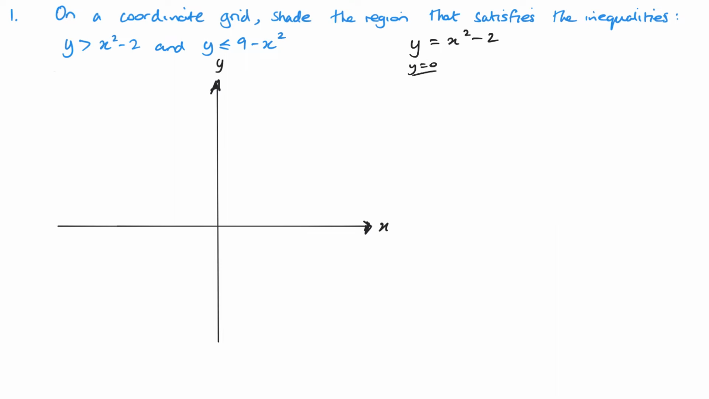So obviously we're looking at when y equals 0, so we've got x squared minus 2. x squared is equal to 2, x equals plus or minus root 2. So that's my first set of coordinates.